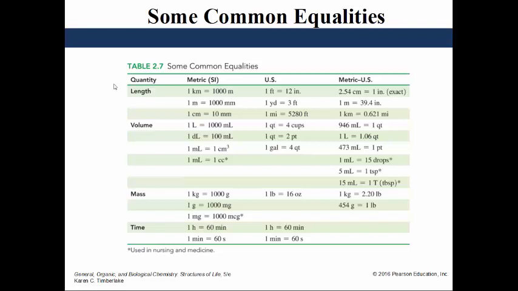And this last column has the equivalencies between the metric and the US system. 1 inch is equal to 2.54 centimeters. 1 meter is 39.4 inches. 1 kilometer is the same thing as 0.621 miles. And there are other equivalents here. 1 liter is 1.06 quarts, 1 kilogram is 2.2 pounds, and so on.